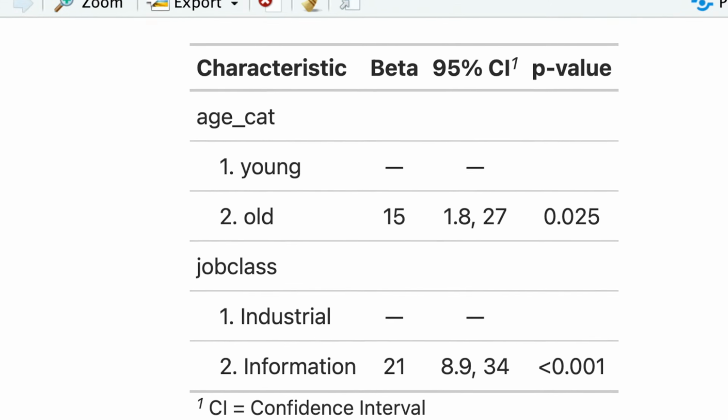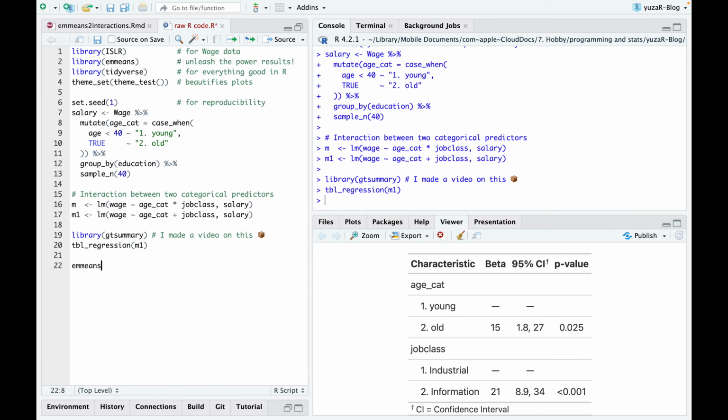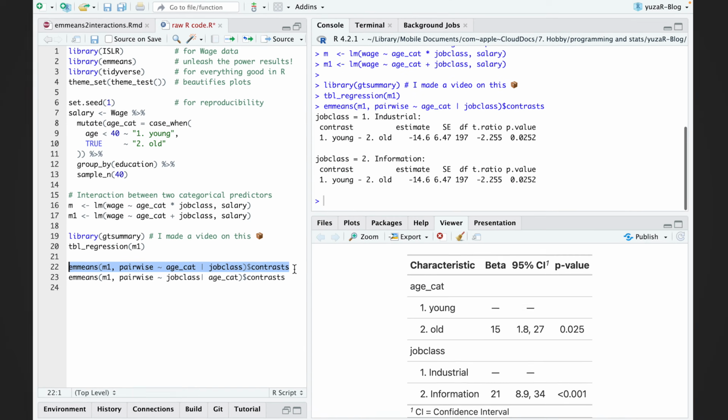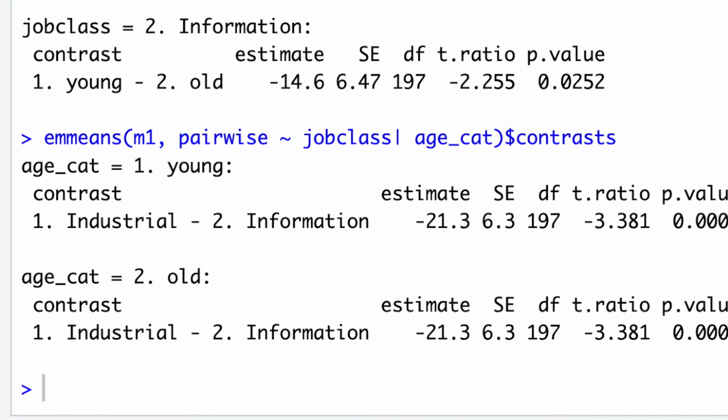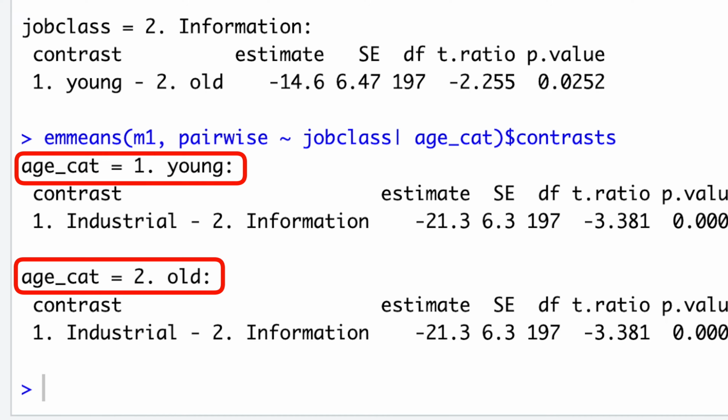So far, so good. However, the model has a problem. Salary increases with age regardless of profession, resulting in identical differences of 15K between young and old in both job classes. Similarly, IT professionals earn 21.3K more than factory workers at any age, young and old.